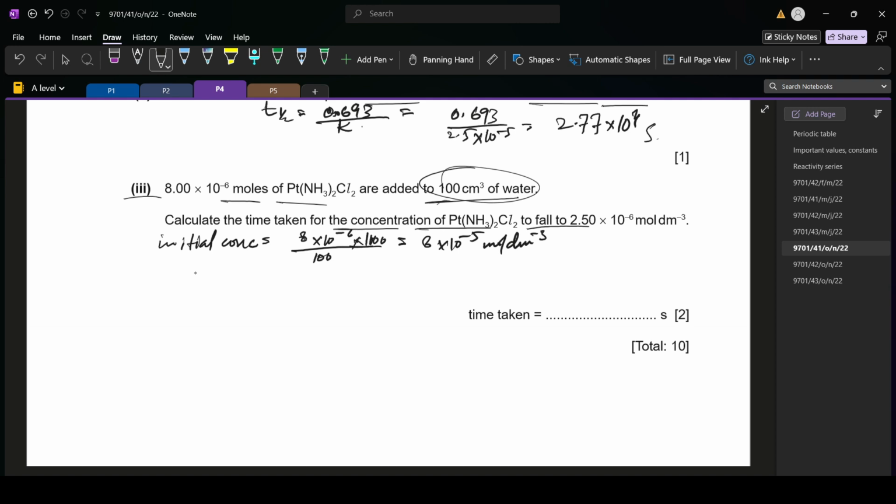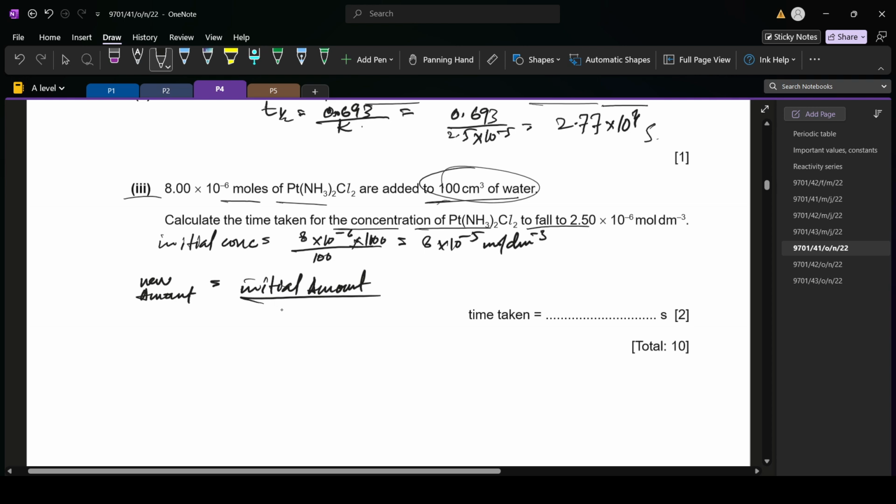Okay, now the formula is: new amount. You have to remember this formula. New amount is equal to initial amount divided by 2n, where n is the number of half lives. Okay, you have to calculate the number of half lives. So let's take 2n to this side.